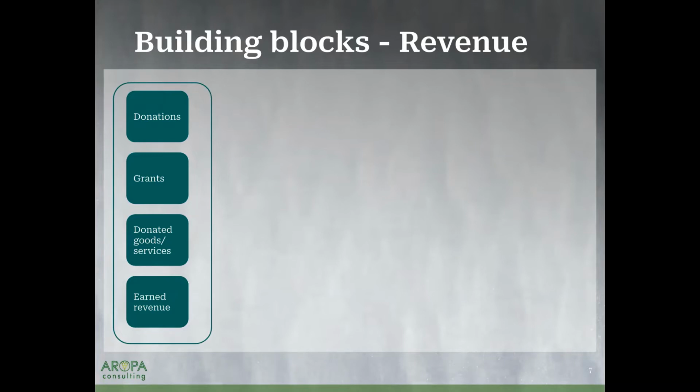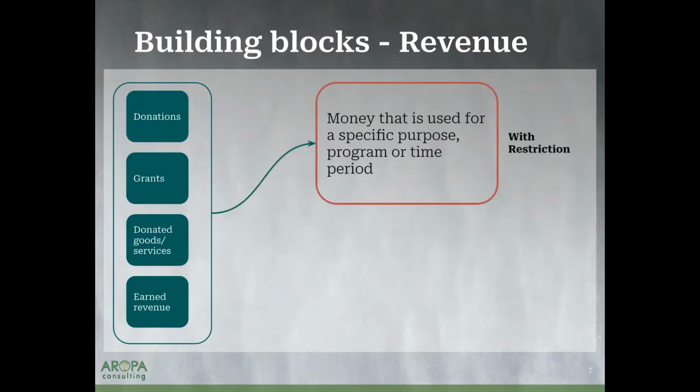But okay, so those are all of the different pieces of our revenue. And within these different pieces of our revenue, not only do we need to classify, is it a donation, is it a grant, is it donated goods or services, etc. We need to state, does it have a restriction?